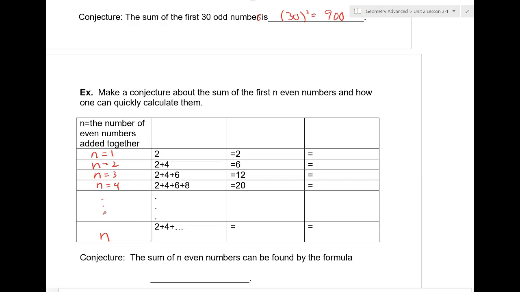Brooke, what do you think you got? You subtract the smallest number from the largest, and then multiply it by the amount of numbers.